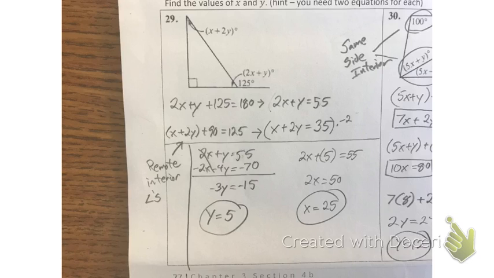So the first thing I'm going to look at is, you see this linear pair? What does a linear pair have to equal? What does this have to equal? 180. So I know 125 plus 2x plus y has to equal 180. So that's the first thing I wrote down. That is my first equation.